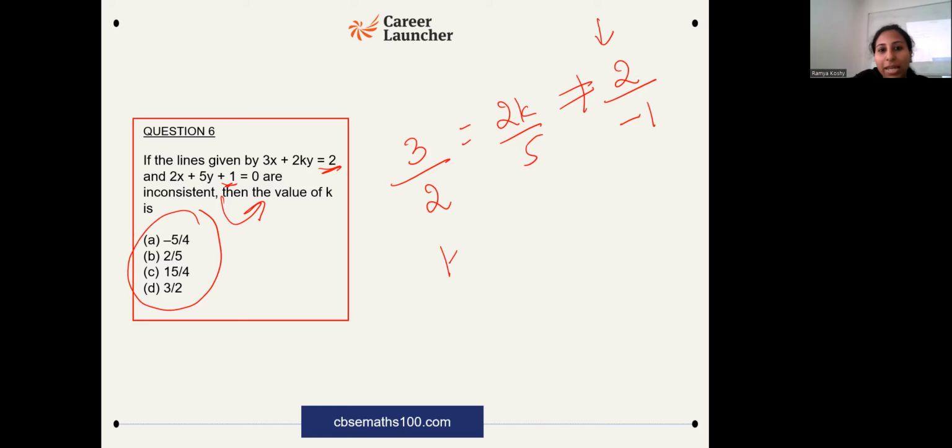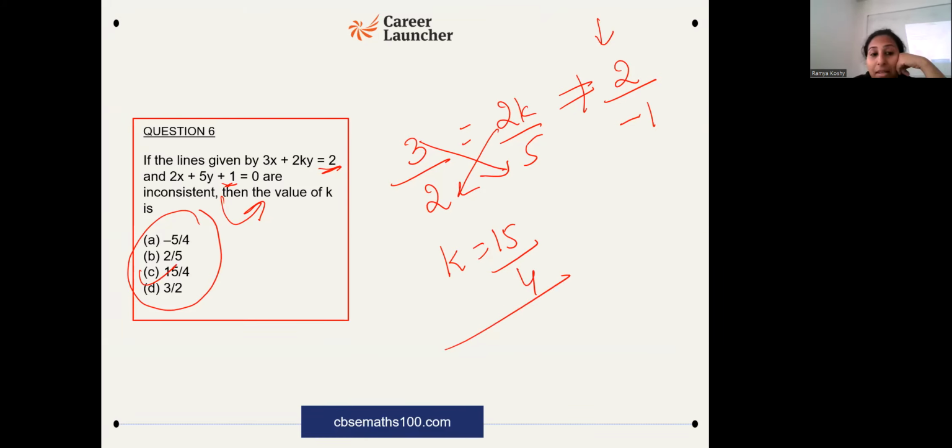Now when you solve this, you will get what? k is equal to 3 into 5, 15 divided by 2 into 2, 4. So answer is option C. If there was an option none of these, then you should be very careful. Why? Because then you should check whether the value is becoming 2 by minus 1 or not.